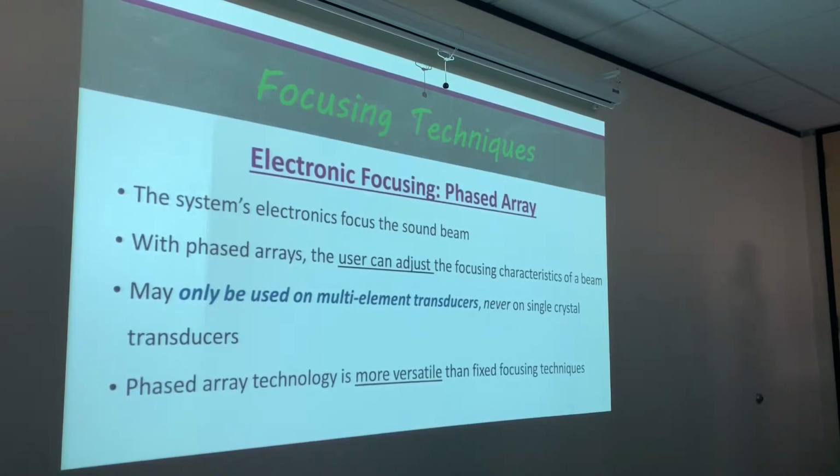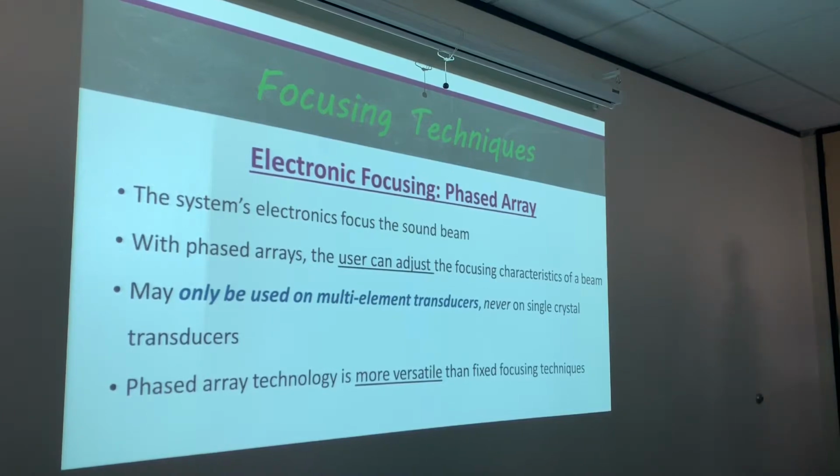So electronic focusing, guys, the system electronics focus the sound beam. With phased array, the user can adjust the focusing characteristics of the beam. You guys do this all the time. You guys do it every day. When I'm looking at your image, I'm like, oh, you didn't adjust that focus. You guys also change the focal zone. When you push your focus down and you twist that knob, you can actually change the size of your focal zone. May only be used with multiple element transducers.